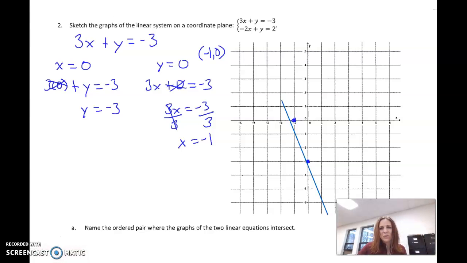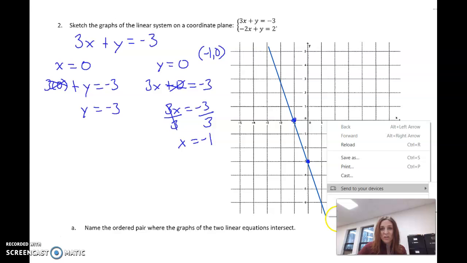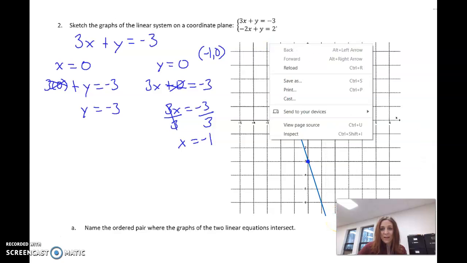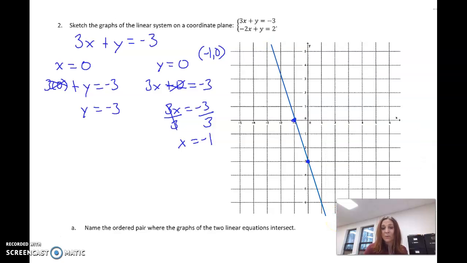Definitely use a straight edge. You do not want to just freehand this because you're just not going to get the right spot. Remember, we're looking for a point where they're intersecting. So we really want to make sure that we get the right line. Okay?